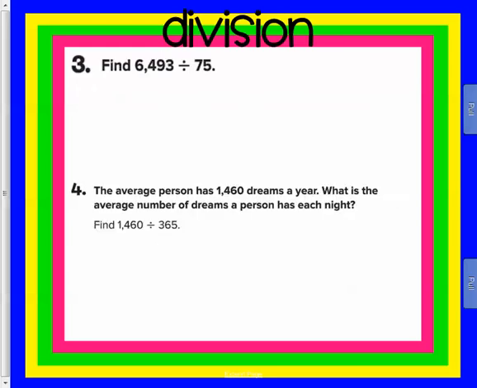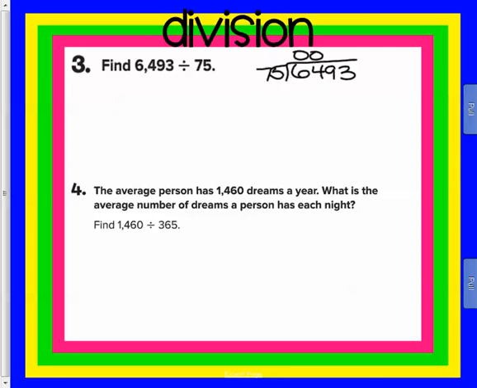Okay, so let's try these. I have 6,493 divided by 75. So I'm going to write that like so. And I ask myself, does 75 go into 6? No. Does it go into 64? No. Does it go into 649? The answer to this part is yes.